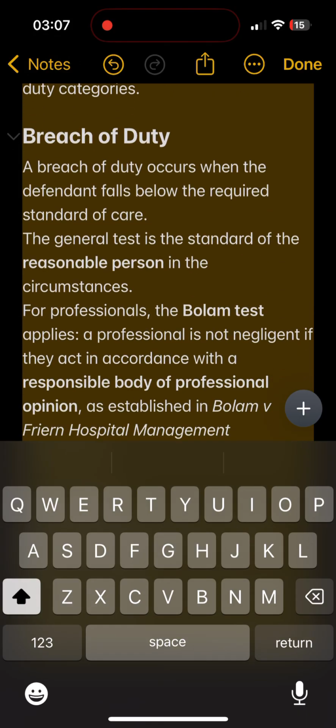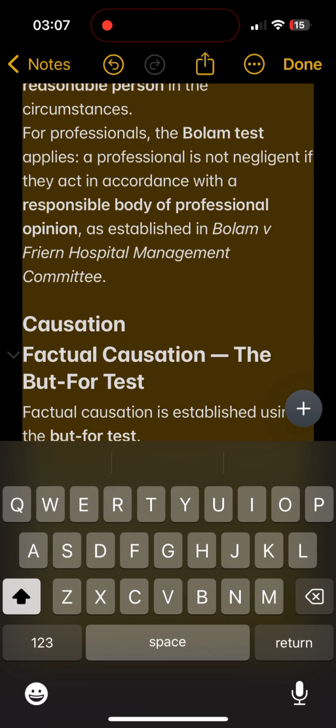Breach of duty: a breach of duty occurs when the defendant falls below the required standard of care. The general test is the standard of the reasonable person in the circumstances. For professionals, the Bolam test applies. A professional is not negligent if they act in accordance with a responsible body of professional opinion, as established in Bolam v. Friern Hospital Management Committee.